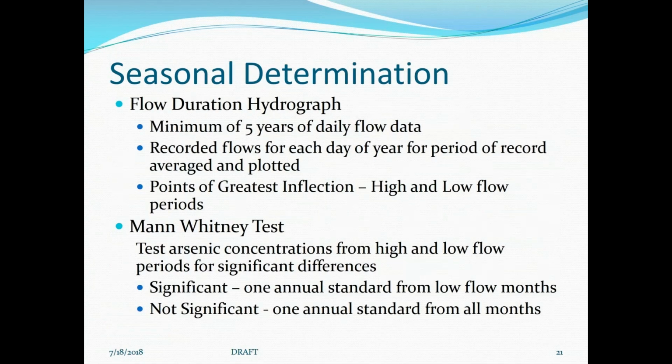Okay, so to determine seasonality, you have to first develop a flow duration hydrograph, and we require a minimum of 5 years of data. We actually use 20 years of data because we use USGS stations. And then you develop a hydrograph and find the points of inflection for the high and low flow periods. And I'll show you an example of that. It'll become a little more clear. And then you conduct a statistical test to determine if there is a significant difference between the concentrations of the high flow versus low flow periods.